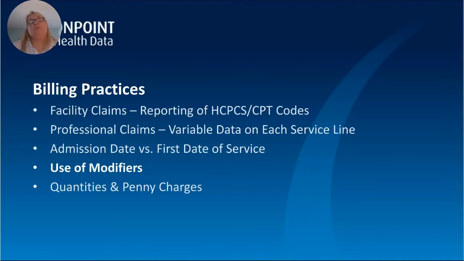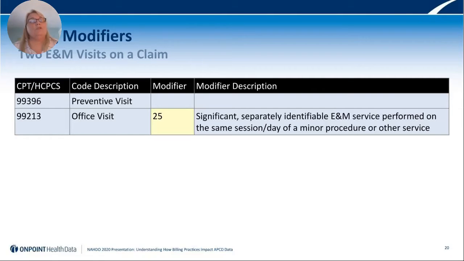Oftentimes working in claims, you may see records that look like duplicates. And so in these scenarios, I highly recommend looking at the use of the modifiers. So this first example is 2 E&M visits on one claim, same date of service, same provider. This is actually proper billing practice.